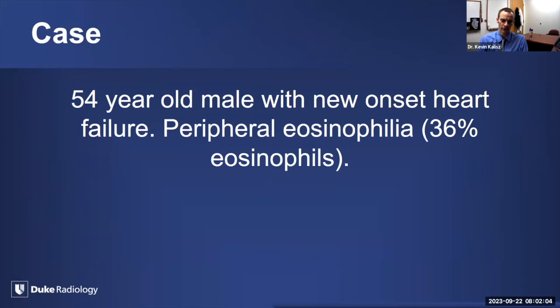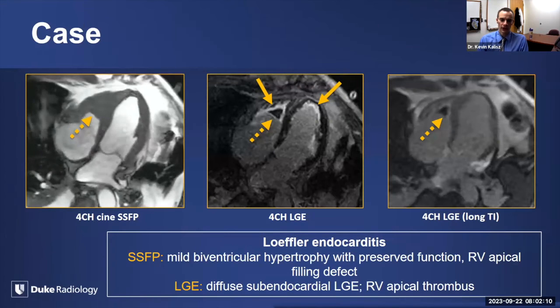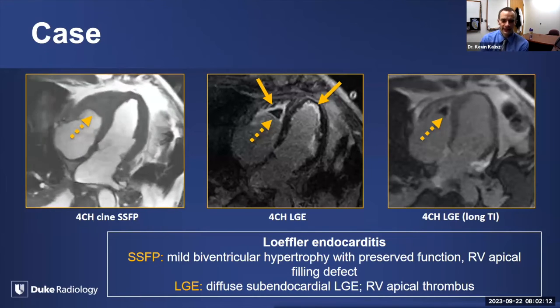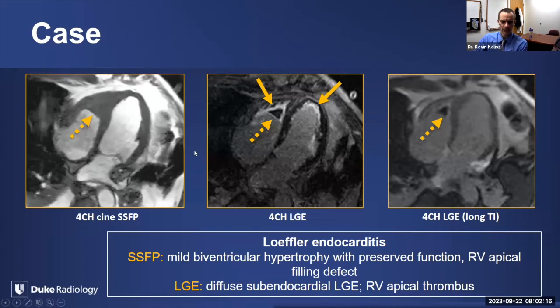54-year-old male, new onset heart failure with a notable history of peripheral eosinophilia. This is just a general cardiomyopathy approach. I always think these cases are pretty interesting when we see them. From an SSFP standpoint, you can see biventricular systolic dysfunction, and then this notable filling defect here within the right ventricular apex.